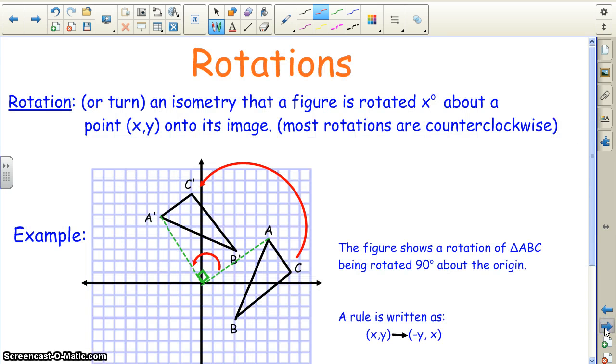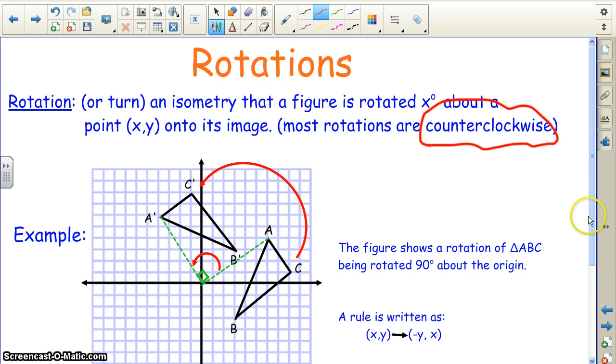Those are fairly simple. Now with a rotation, a rotation is a little bit more difficult. I'm going to give you those rules, but I want you to try to see if you can figure out what happens by rotating and turning it first. Again, a rotation is an isometry. We're rotating it about the origin. Most of the time, whenever you hear rotations, unless you're specifically told otherwise, we're going counterclockwise.